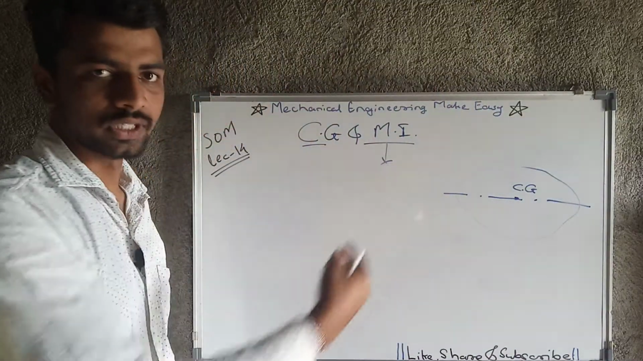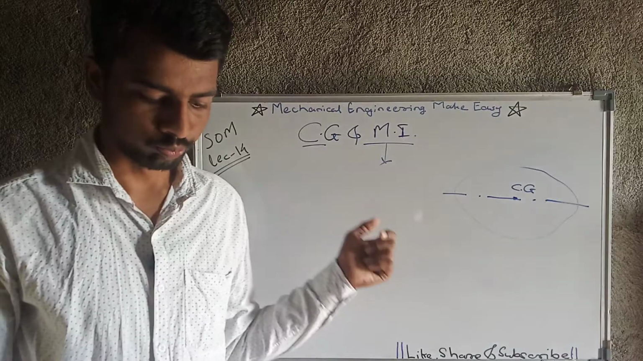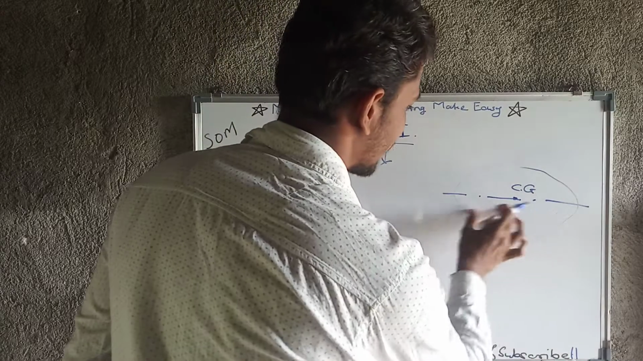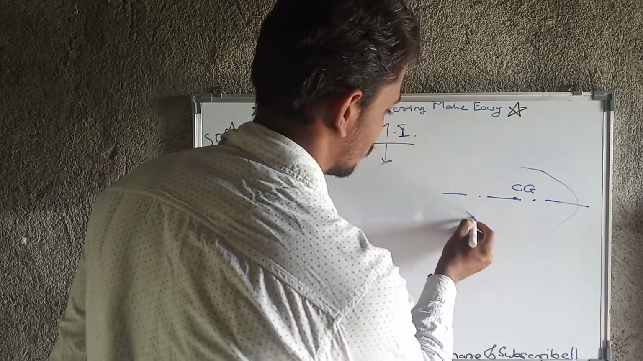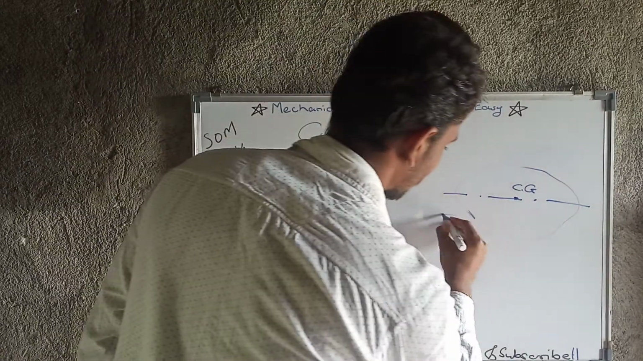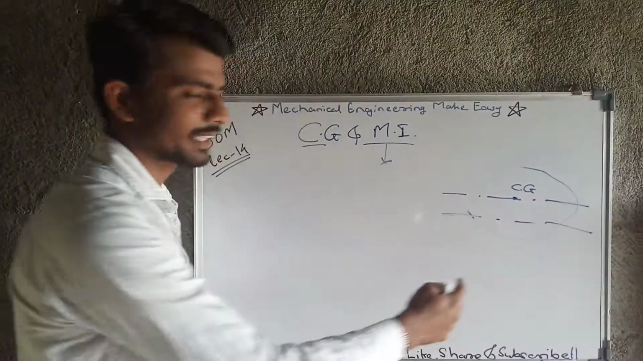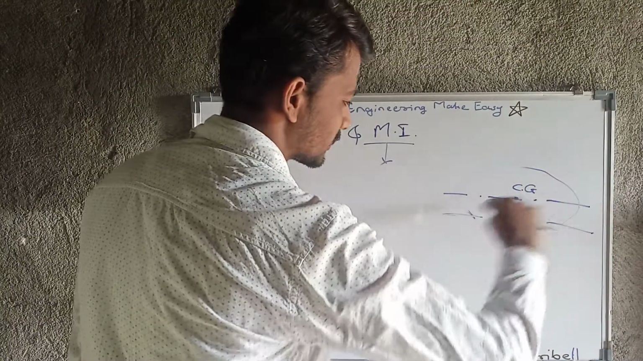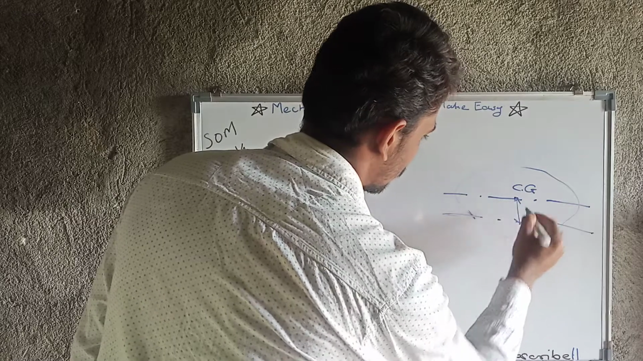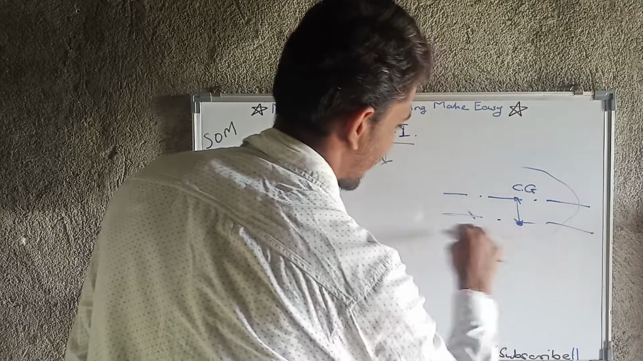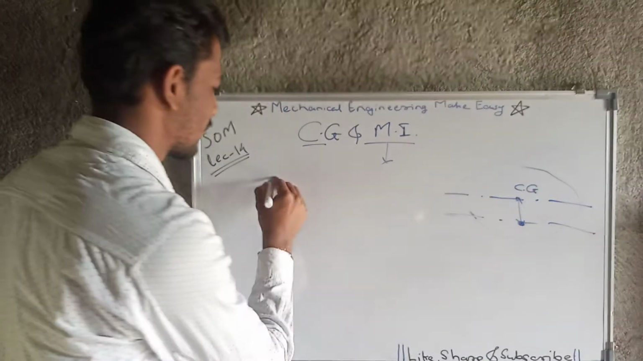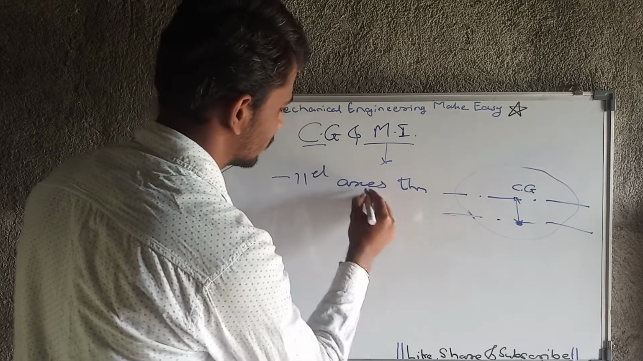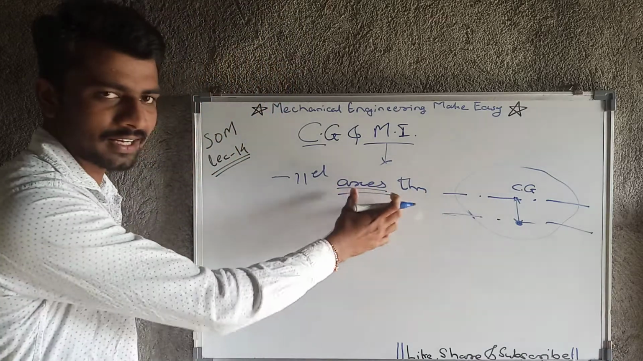Ultimately, the moment of inertia formula gives the inertia that we calculate with the help of this axis passing through CG. But if we need to calculate the moment of inertia about some different axis which is parallel to the axis through the center of gravity, then the moment of inertia about this axis we need to calculate with the help of the parallel axis theorem. This is the parallel axis theorem.